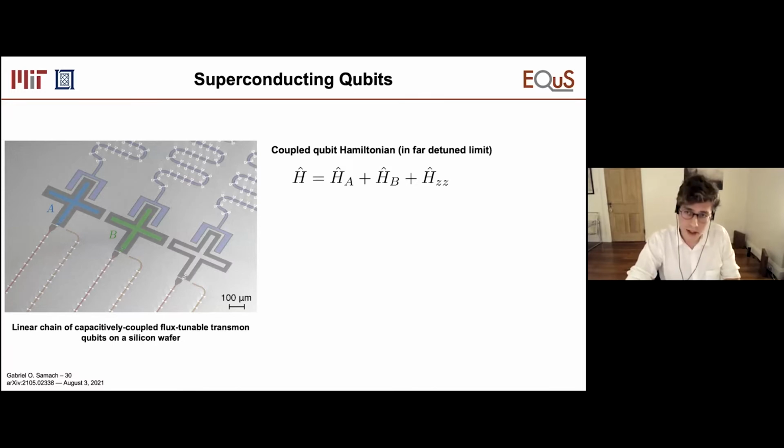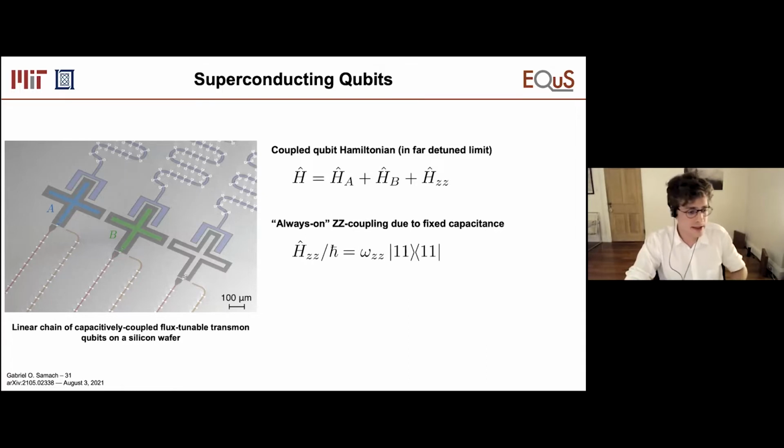For this device, we can start by writing down the Hamiltonian describing this system. In the dispersive, far-detuned limit, we can write it down as a Hamiltonian corresponding to qubit A, a Hamiltonian corresponding to qubit B, and an interaction term, which I'm going to call H_ZZ. I choose this name because in the transmon qubit community, this is what's commonly referred to as the always-on ZZ coupling due to, in this case, the fixed capacitance between our two qubits, which manifests as a shift of the 1-1 state away from its bare frequency. It gets its name because you can take this Hamiltonian and expand it out in terms of Pauli matrices, and you get one term that corresponds to Pauli ZZ.